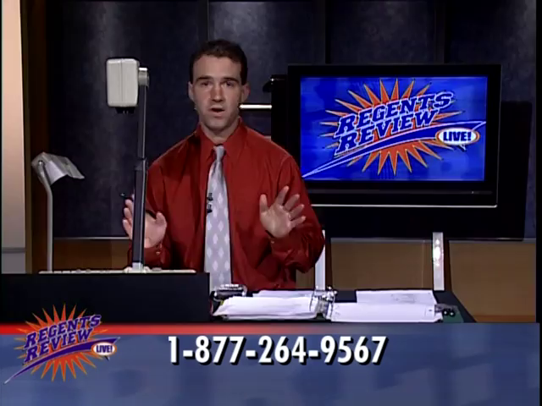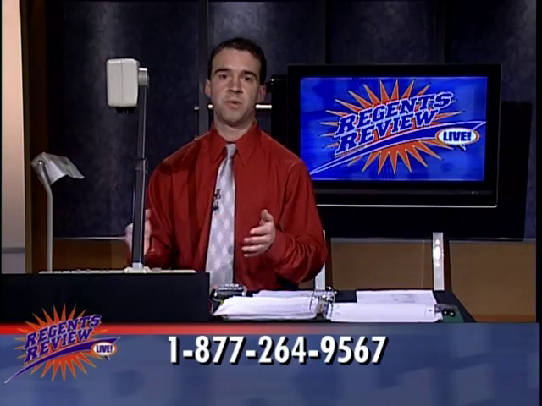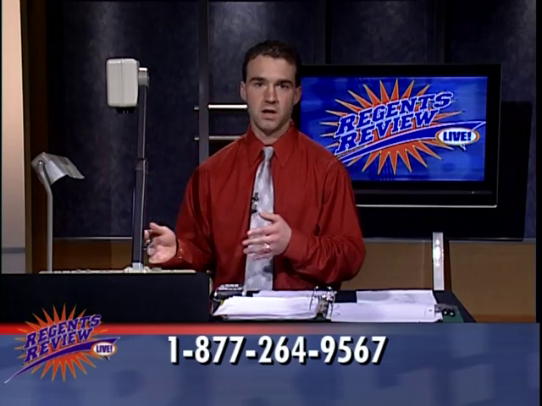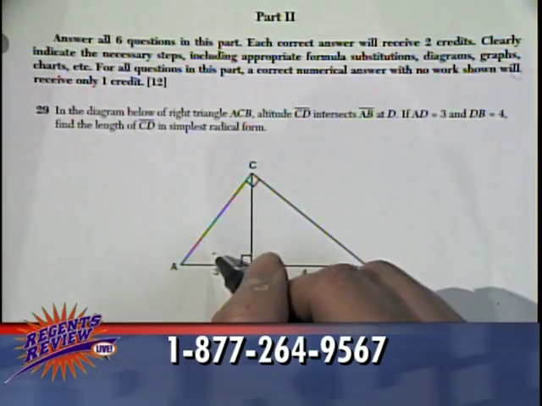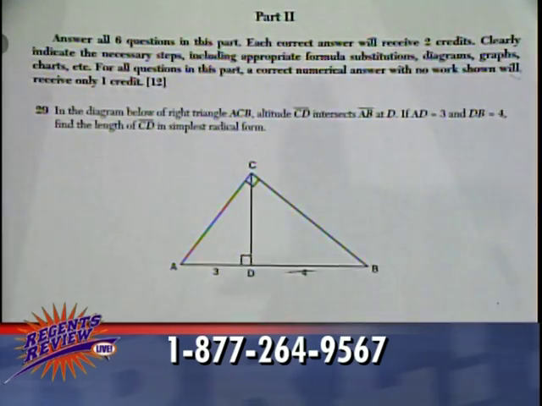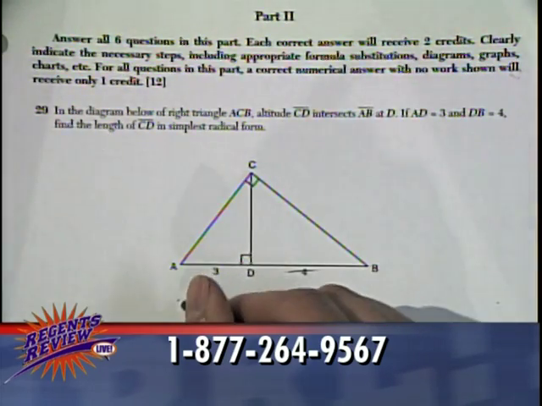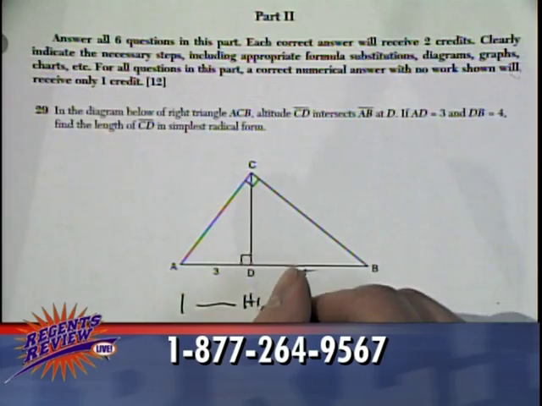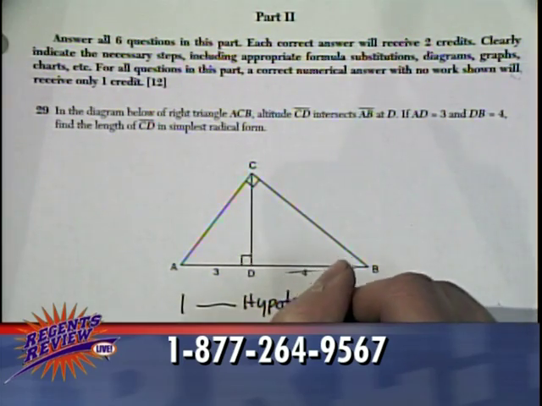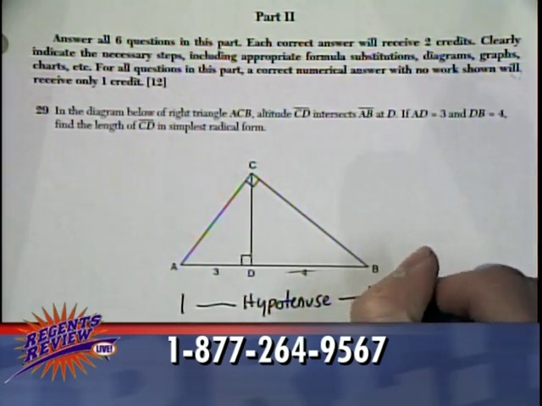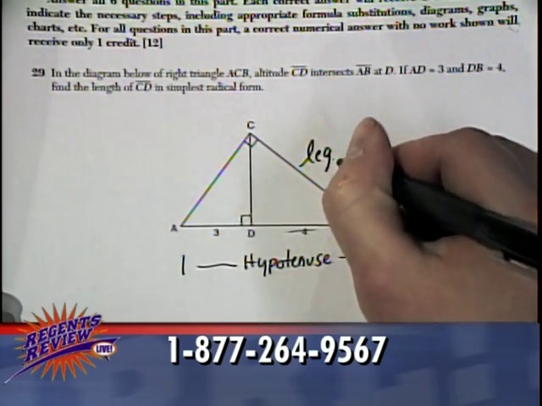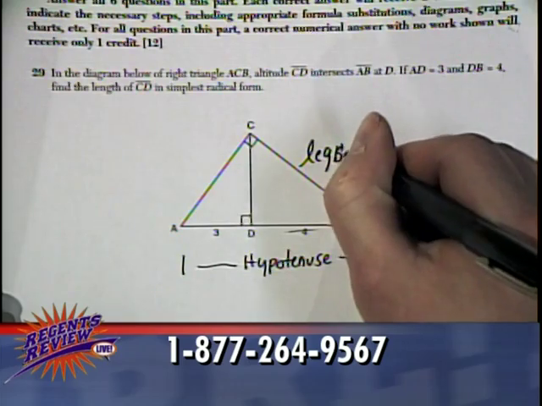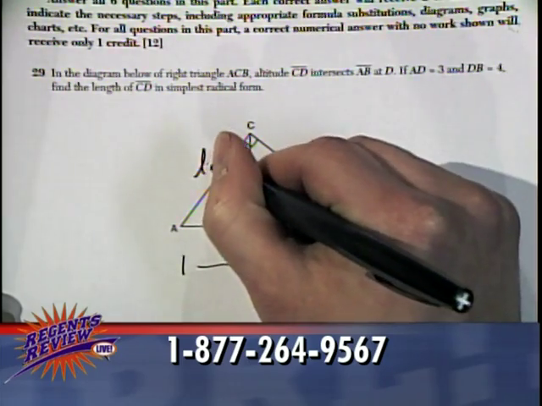Before I even start any of this problem, I want to label parts of my triangle because that'll lead me into a couple more tips I'm going to give you about these type of problems. The big triangle is a right triangle. First of all, across from the right angle is the hypotenuse. The other two sides that are not the hypotenuse, we call the legs. Let's call them leg number 1 and leg number 2.